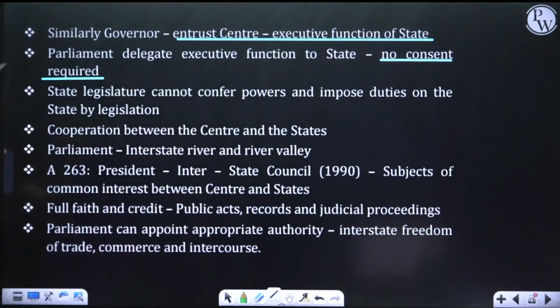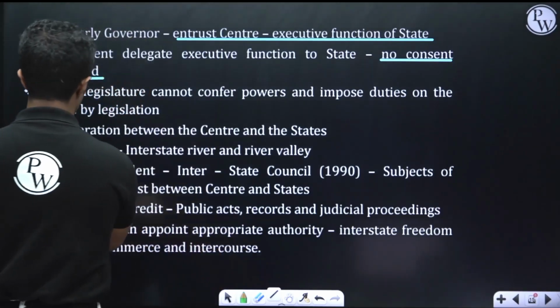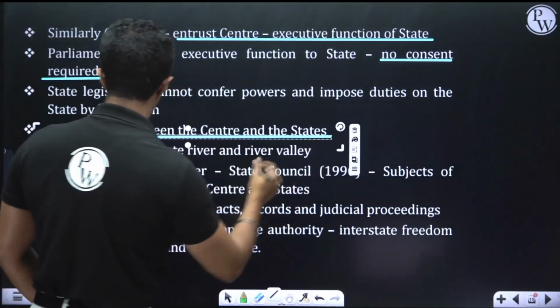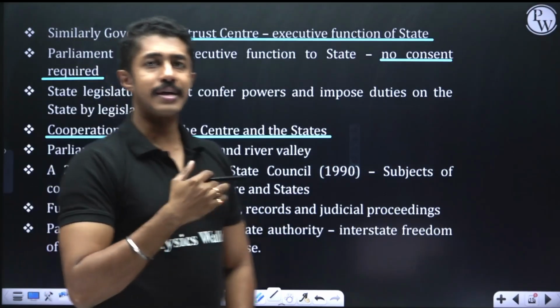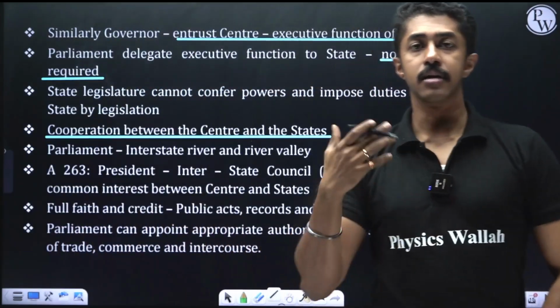Cooperation between the center and the states. From this point onwards, we will take it up in our next class.